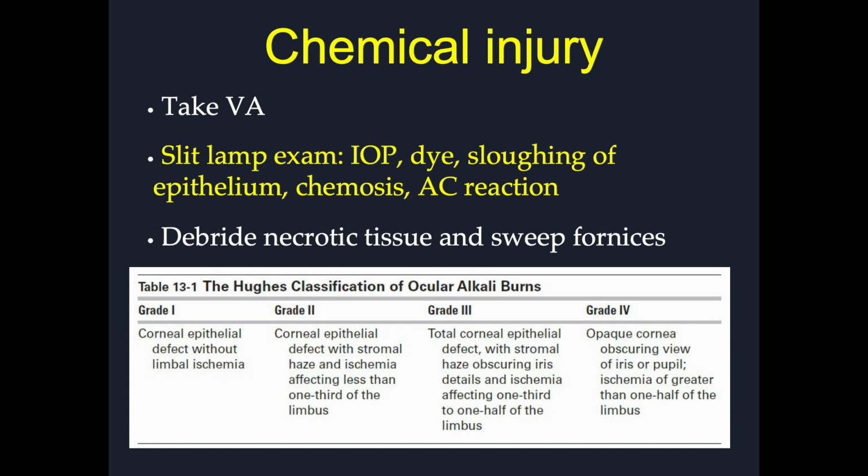The table below is a classification or the grading of ocular alkali burns. It's depending on how severe it is, but this is more for the ophthalmology residents. In a nutshell, mild cases usually just have an epithelial defect, while in the more severe cases, there is already ischemia and the cornea becomes really opaque.